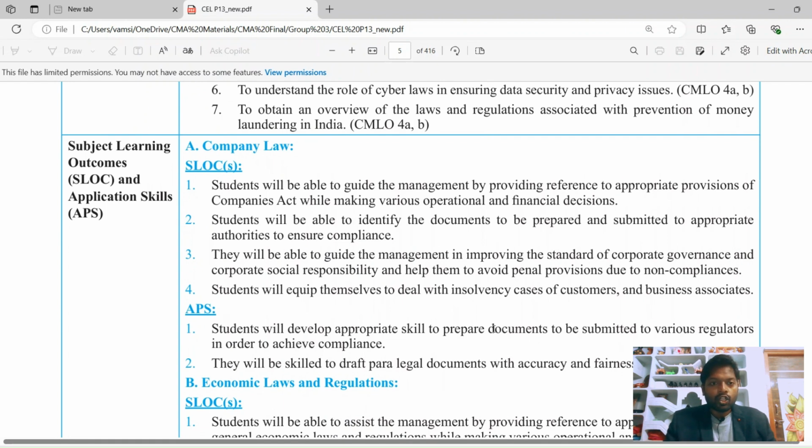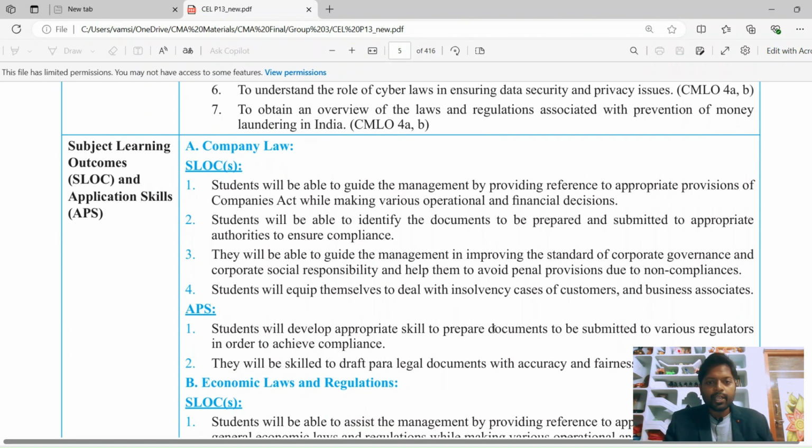What are they? Number one, students will be able to guide the management by providing reference to appropriate provisions of the Companies Act while making various operational and financial decisions. When the companies are making various operational and financial decisions, when you become a professional, you are supposed to give directions to the companies.